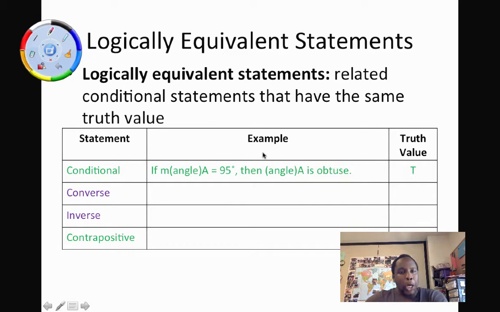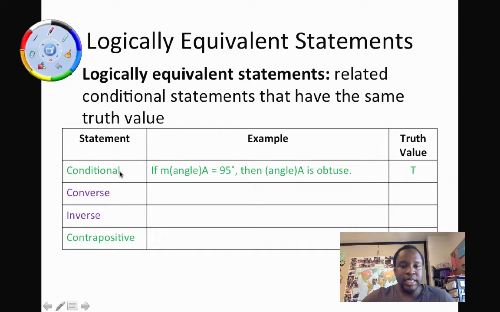So the last thing that we're going to look at are logically equivalent statements. So it turns out that out of our 4 related conditional statements, the conditional, converse, inverse, and contrapositive, some of them always have the same truth value. So related conditional statements that have the same truth values. So let's take a look at this example.